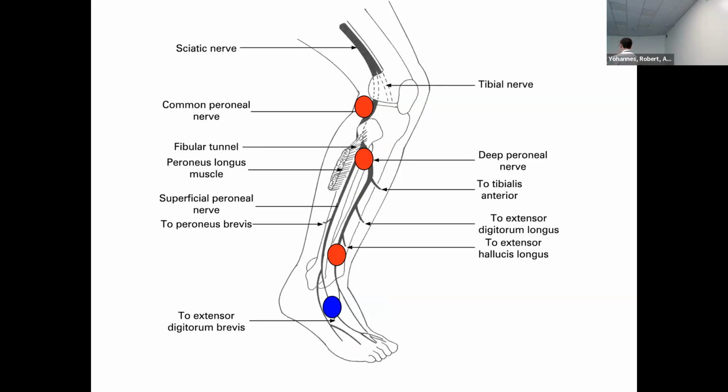If you think about it, later on it will help you in terms of localization. So let's give an example of this patient that has a foot drop, and we want to test to see if this is a common peroneal problem. So what do we do?